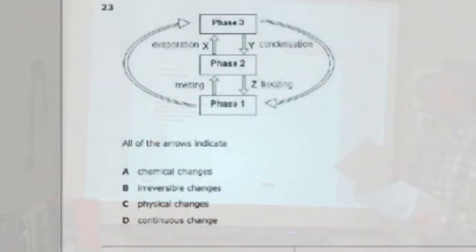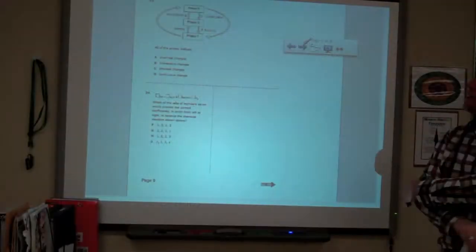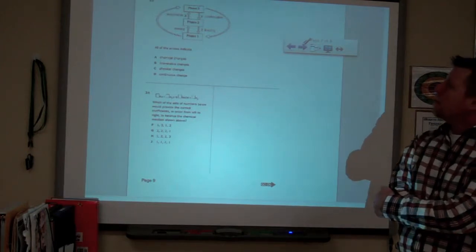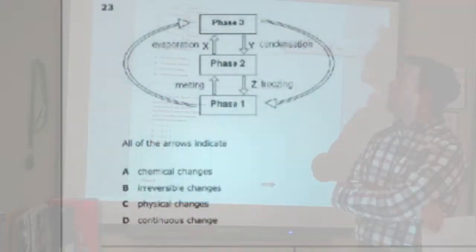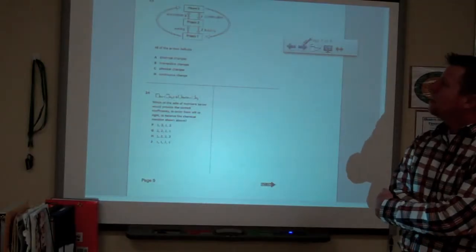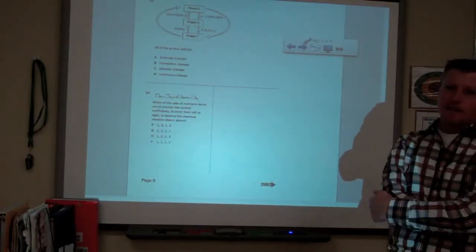Okay, 23. I think a few people missed this one. You never saw a chart like this, at least in my class, until this test. But hopefully you can tell what was going on. You see all these arrows going back and forth, and you see the words melting, freezing, condensation, and evaporation, and you see phase 1, 2, and 3. It is the water cycle, yes.